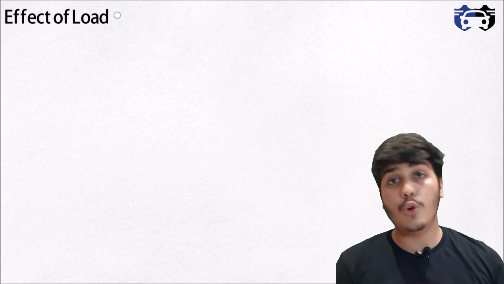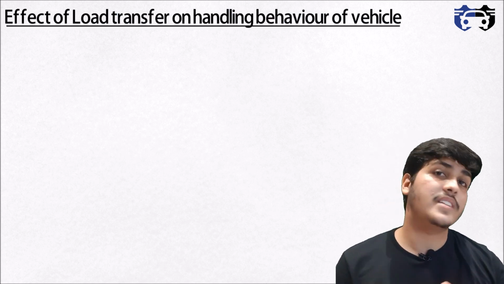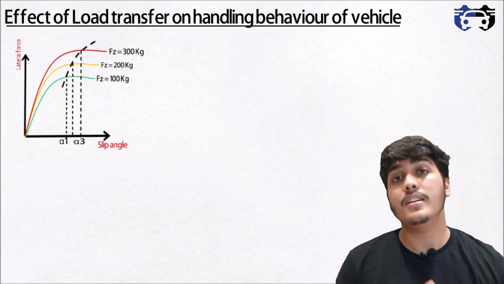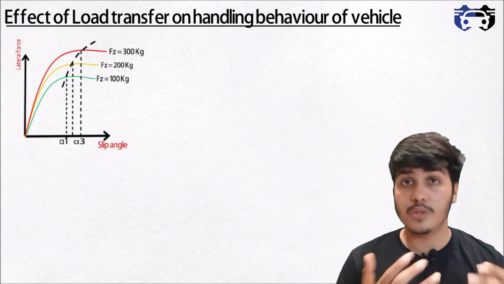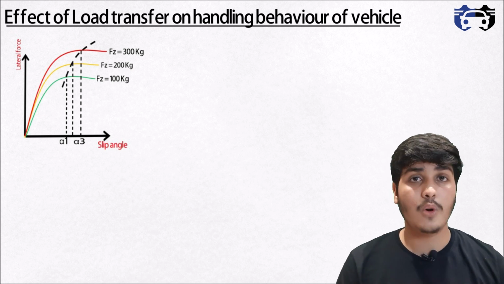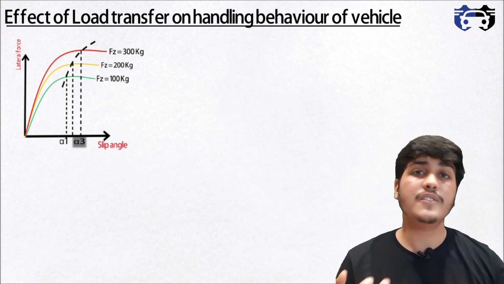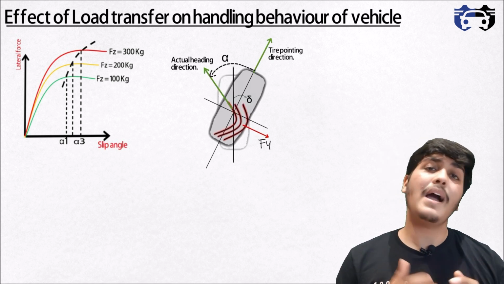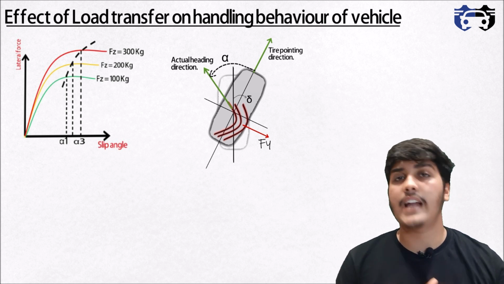Now let's understand how load transfer while braking affects the handling behavior of the vehicle. Here you can see a tire load performance curve between lateral force and slip angle. This curve is for a tire whose slip angle increases with the increase in load. So the maximum slip angle is alpha 3 at the maximum load of 300 kg. Slip angle is basically the angle between the traveling direction of the wheel and the pointing direction of the wheel.